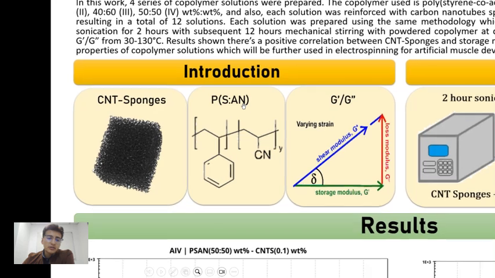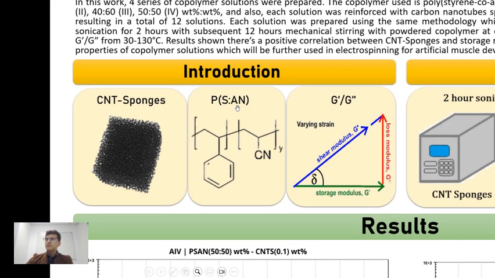Copolymer polystyrene-co-acrylonitrile is a copolymer usually used in the kitchen industry as kitchenware for food preservation. This is due to the low permeability of the copolymer, caused by the concentration of the acrylonitrile monomer. Polystyrene-co-acrylonitrile in this work is going to be reinforced with the help of the carbon nanotube sponges.